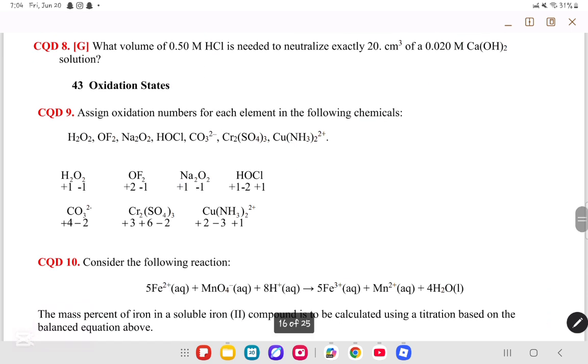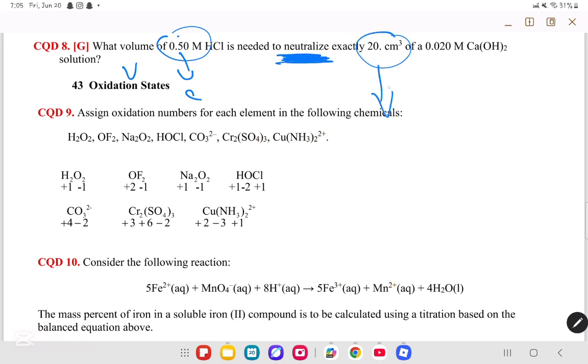We'll move on to question number 8. So what did they say in CQD number 8? What volume, V, of 0.50 molarity HCl is needed to neutralize, very important, exactly 20 centimeter cubed.